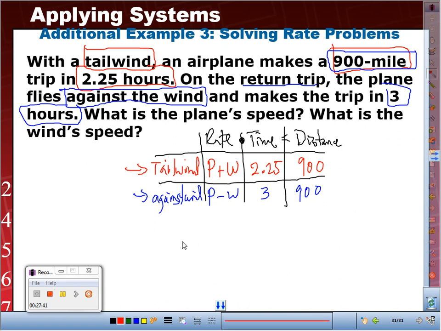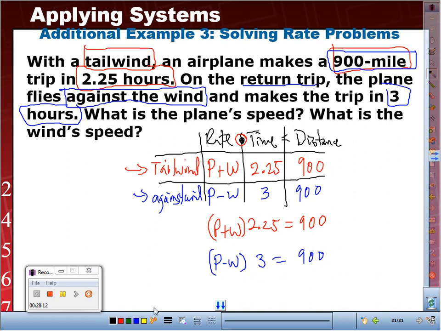So check this out. So let's write our equations. Our first equation is P plus W, which is the rate, times time. How can I write times? In parentheses, 2.25 equals 900. I'm going to skip a line, and my second equation would be what? P minus W times 3 equals 900.